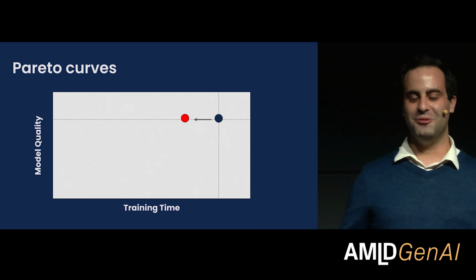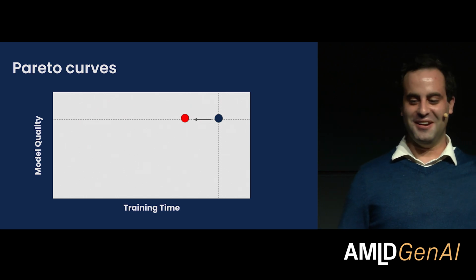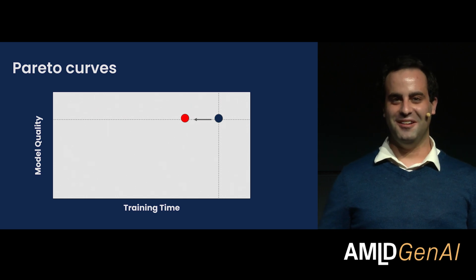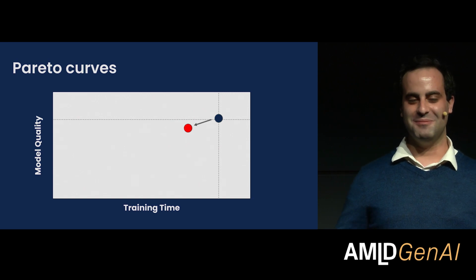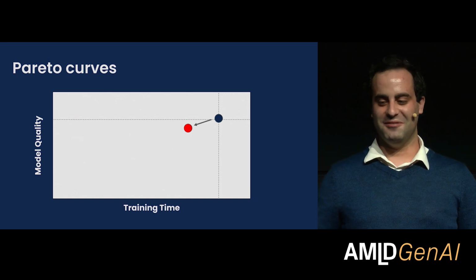What about this point? Raise your hand if you would take this point. Yeah, you should have your hand up. It's faster and the same quality. This is Pareto Curves 101. I have to give this to machine learning folks because it's as if nobody's ever heard of it.